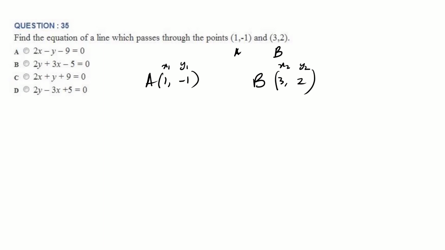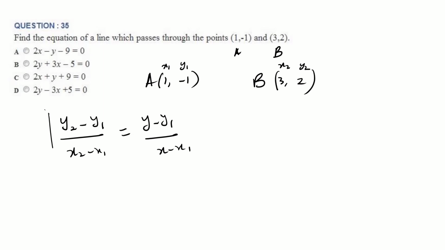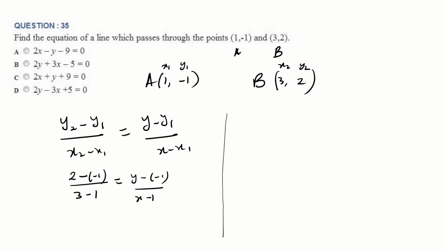Now the equation of the straight line that suits this condition is the one that says (y2 minus y1) over (x2 minus x1) equals (y minus y1) over (x minus x1). This is going to be the equation of the line we are going to be using. So let's input our parameters. Here we have y2 to be 2 minus y1, which is minus 1, over x2, that is 3 minus 1, equal to y minus y1, that is minus 1, all over x minus x1, that is 1. So here we have 2 plus 1, that is 3, over 2 equals y plus 1 all over x minus 1.